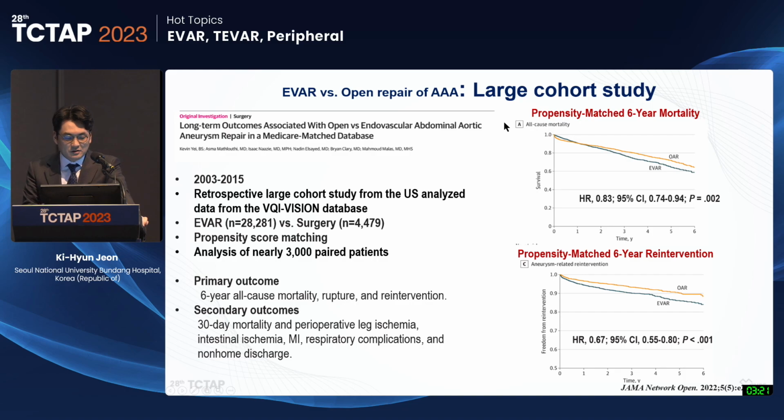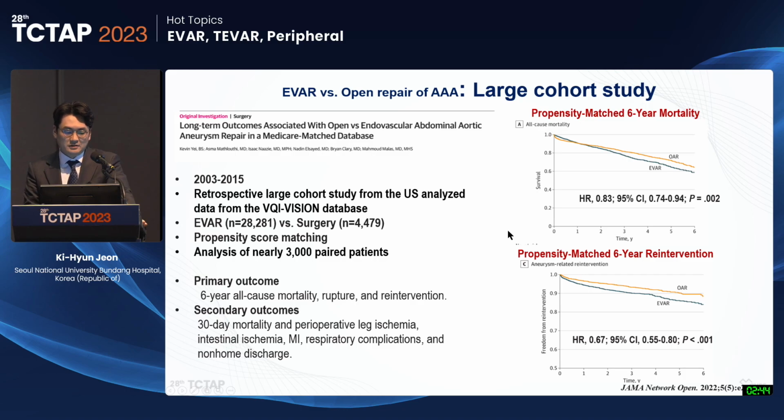And this is a recently published large retrospective cohort study from the US, which analyzed data from the VQI database, including 28,000 EVAR patients and 4,000 surgery patients. After propensity score matching, in the analysis of nearly 3,000 paired patients, the study found that in terms of long-term mortality and reintervention rate, open repair is significantly better than EVAR.